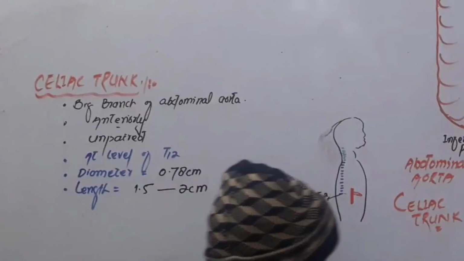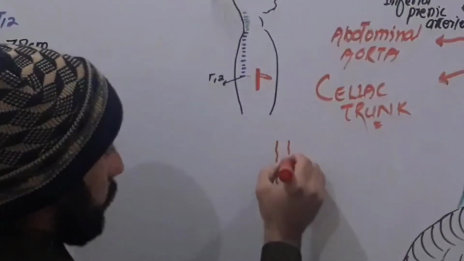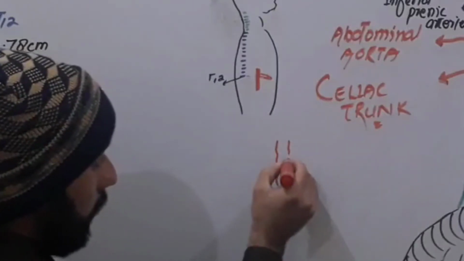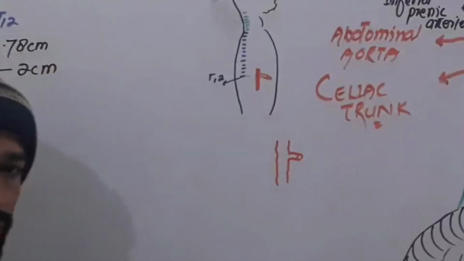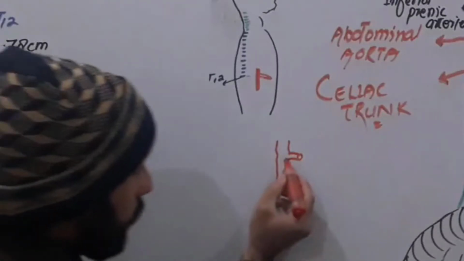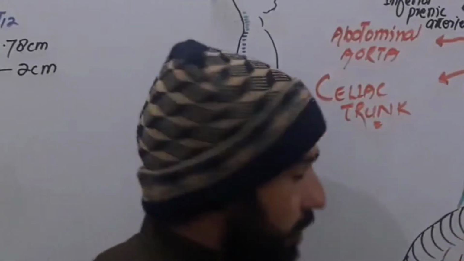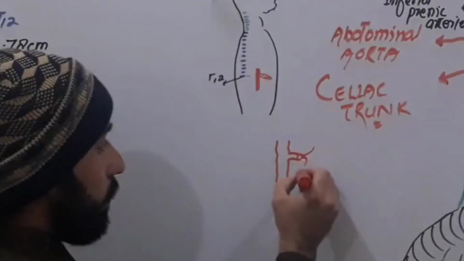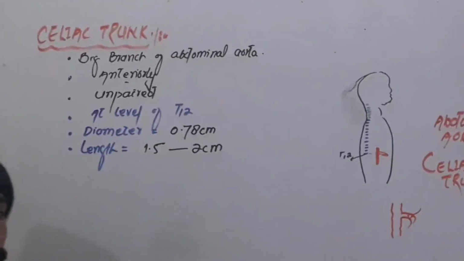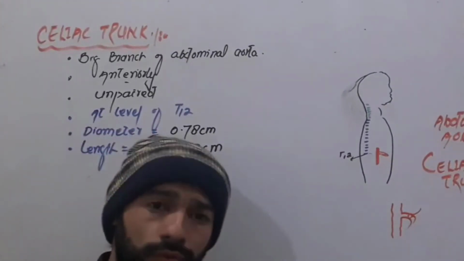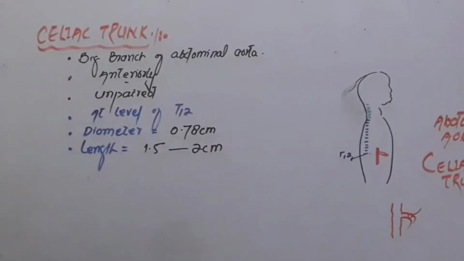Whenever this artery arises from the abdominal aorta, you consider this is our abdominal aorta and this is the anterior trunk, the first trunk which arises from it. When it goes 1 or 2 centimeters forward anteriorly, it gives off three further branches. So we say that the length of this artery is from 1.5 to 2 centimeters. This is a very little detail about the celiac trunk.